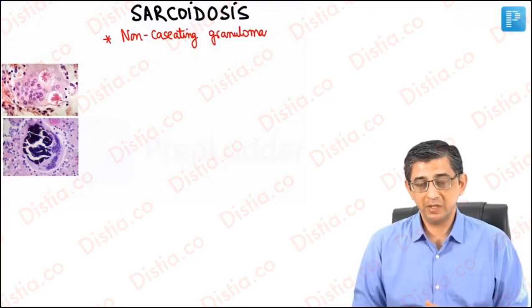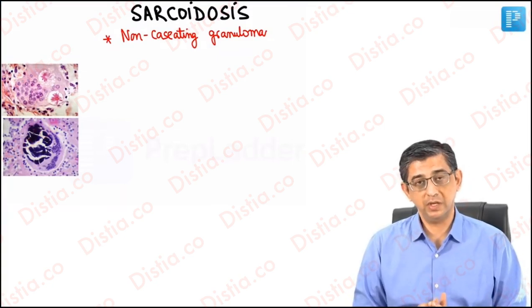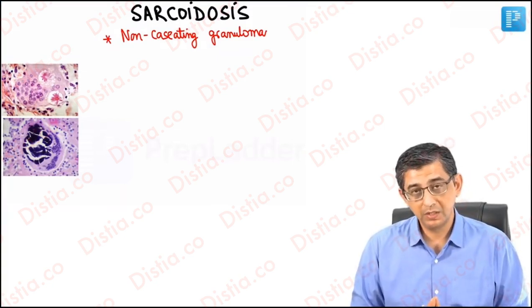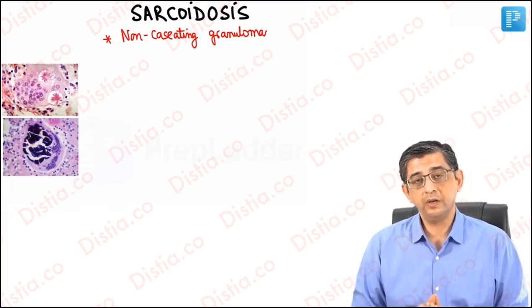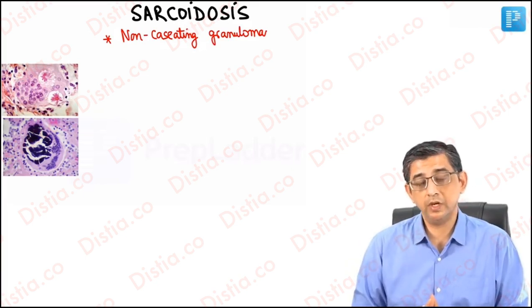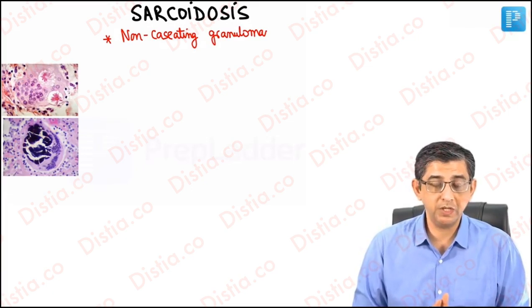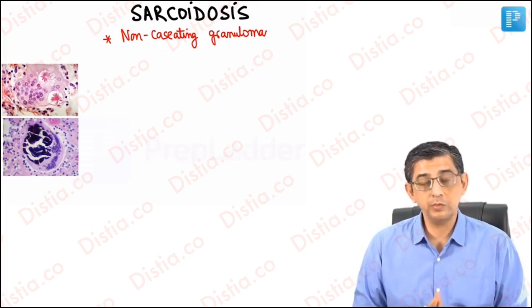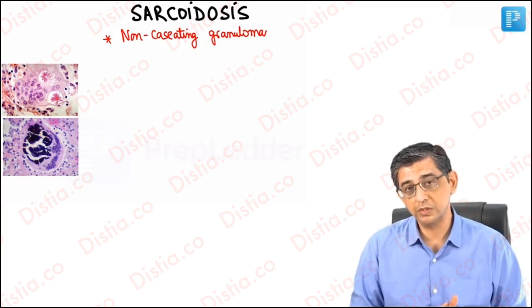Hi guys, the next topic on the agenda is sarcoidosis, which is characterized by non-caseating granulomas. I have described non-caseating granulomas even in the literature of ulcerative colitis and Crohn's disease, whereas in pathology you have talked about caseating granulomas, which are seen with histoplasmosis or cryptococcosis or tuberculosis.